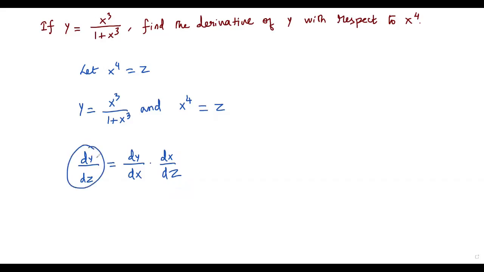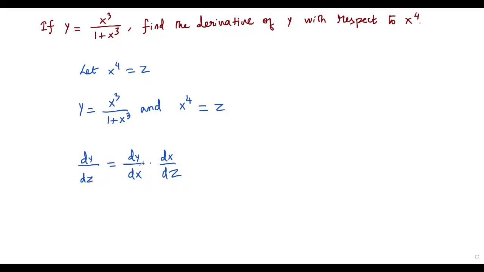So our aim is to find dy over dz. I started with dy in the numerator and I ended with dz in the denominator over here. So this is equal to dy over dz. To get dy over dz, that is the derivative of y with respect to z or with respect to x to the fourth power, what I need to do is first get the derivative of y with respect to x, and then get the derivative of x with respect to z from this function. Once I get the results for dy over dx and dx over dz, I have to multiply them to get the derivative of y with respect to z.